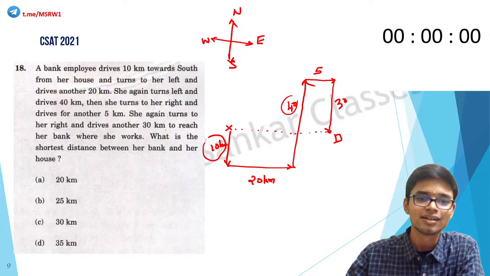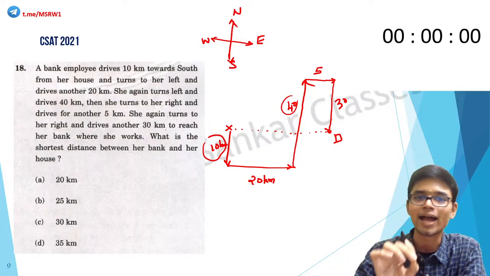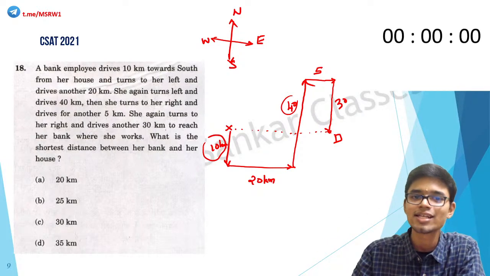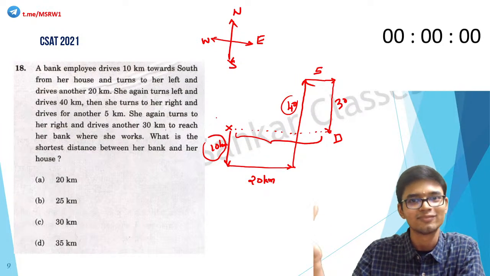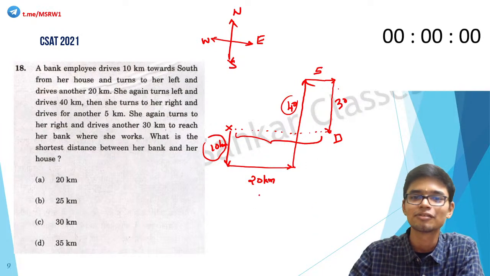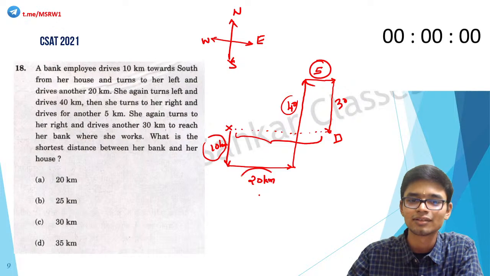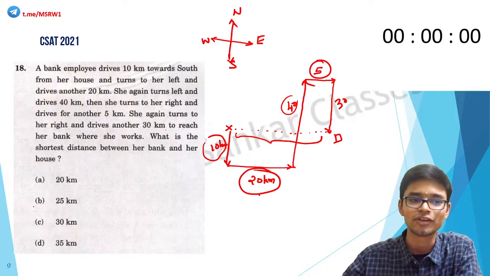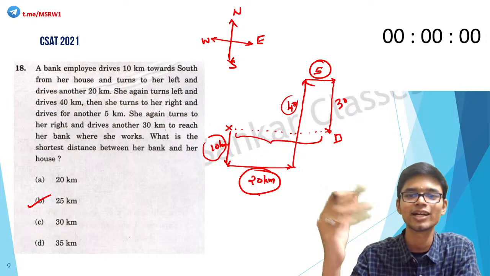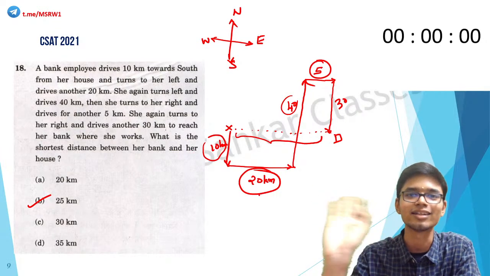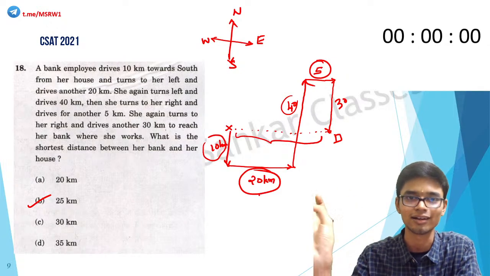The question asks, what is the shortest distance between her bank and her house? The answer is the length of this line. Very easy. 20 plus 5. Answer is 25, option B. Very simple, right? If we get the diagram right, you get the answer. No calculation, nothing. Draw the diagram intelligently, draw it correctly.